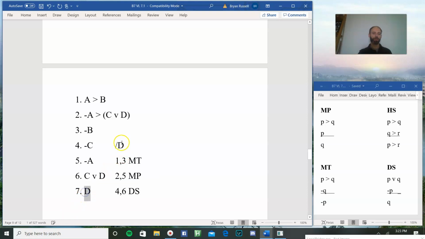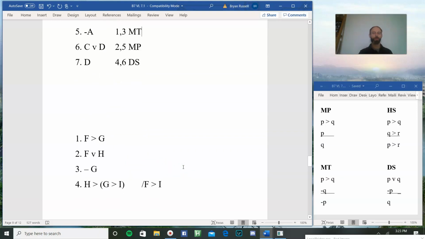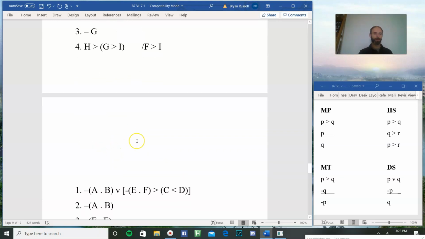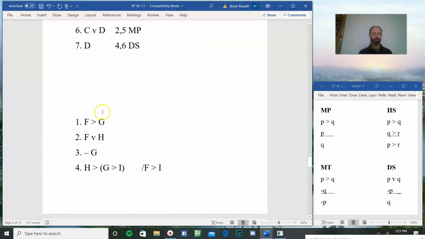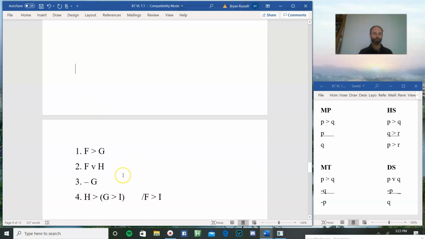And look what we have here. Here we have D, what we're trying to get, D. So we're done. And we did that in 3 steps. We have justifications for all of our steps that were not given to us. So we're done with that proof. All right. How many more examples do I have? I have 2 more examples.